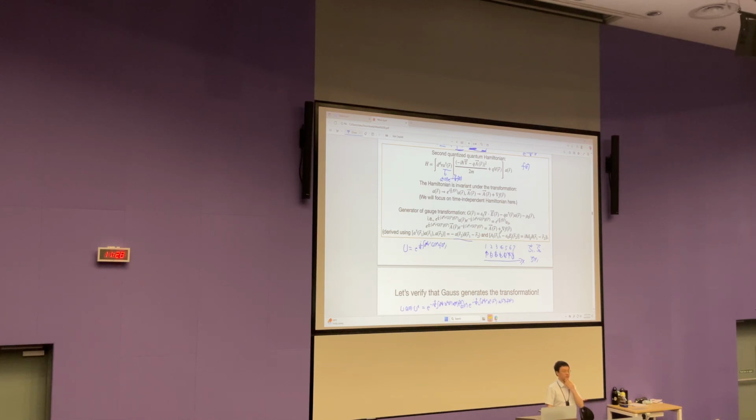Other questions? Go ahead. Are all fermions charged? Not all fermions are charged. The neutron is not charged. So this A couples to a charged particle, which can either be a boson or a fermion.